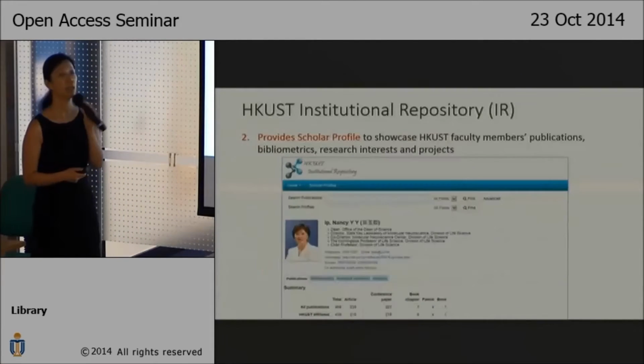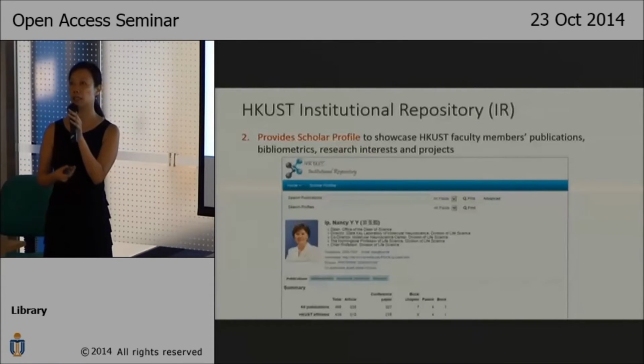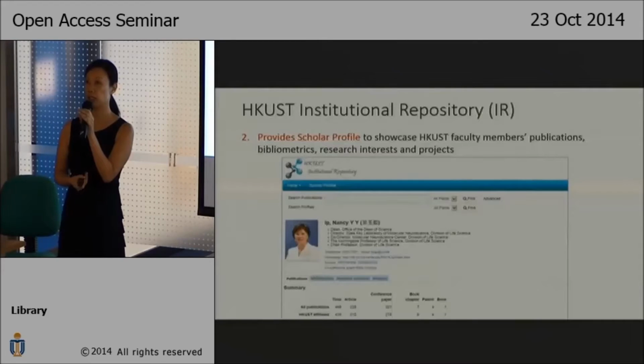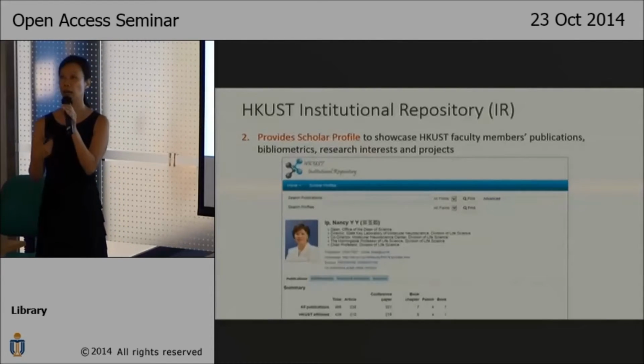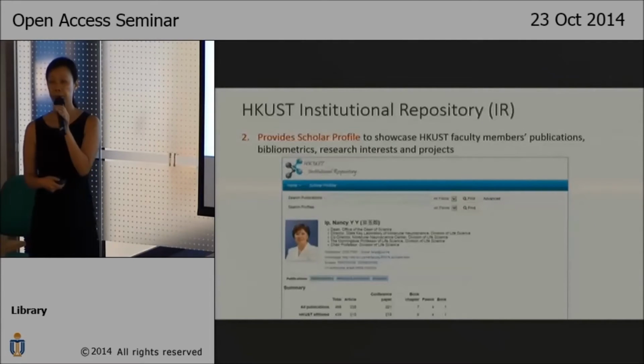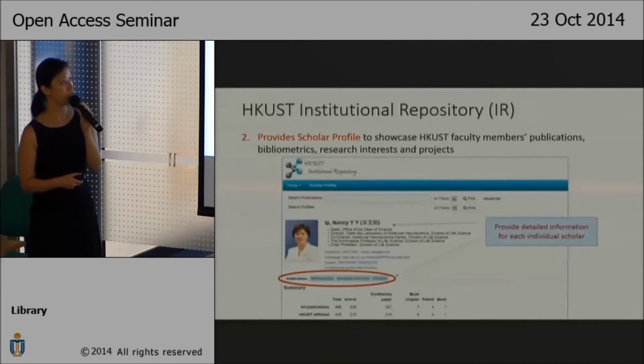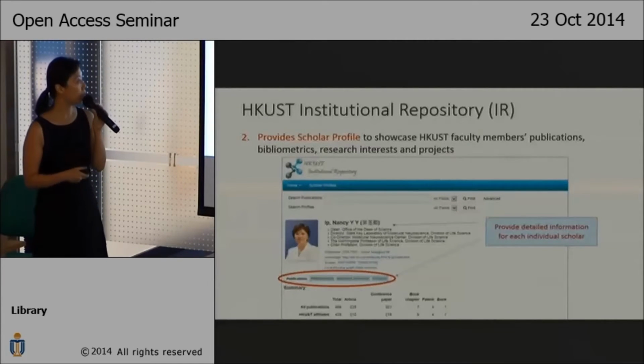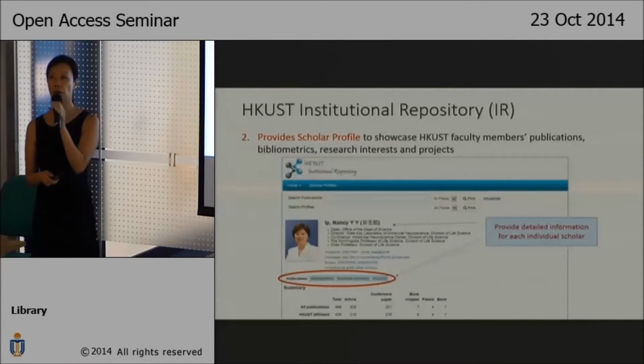And the next function, we provide a scholar profile for each individual faculty for them to showcase their publications, bibliometrics, research interests, and projects. This is an example screen dump of our Professor Leslie Yip. You can see we provide detailed information about her title, the contact, any web page, or ID in other databases like Scopus. And also we have different tabs with full details about her publications, bibliometrics, research interests, and all the projects she is handling. This is her whole research profile.